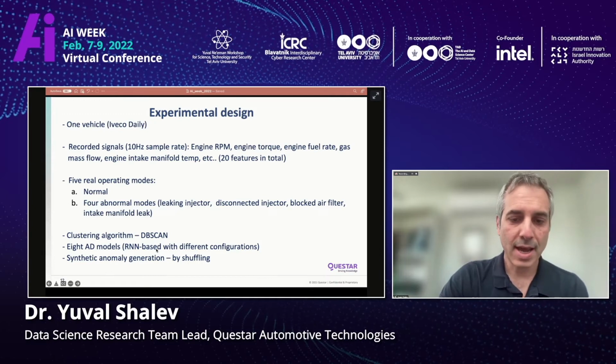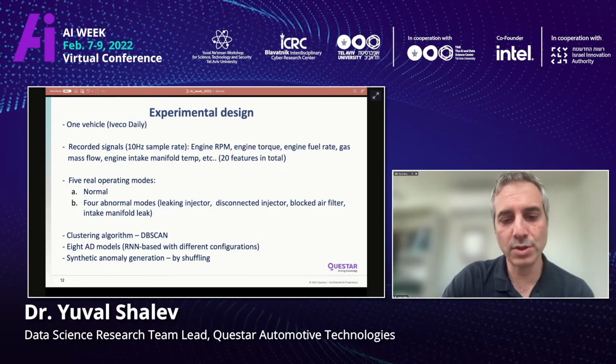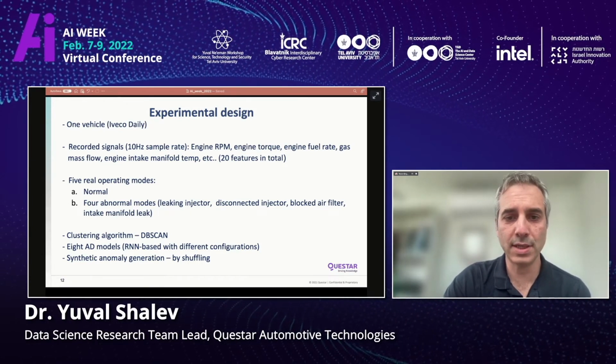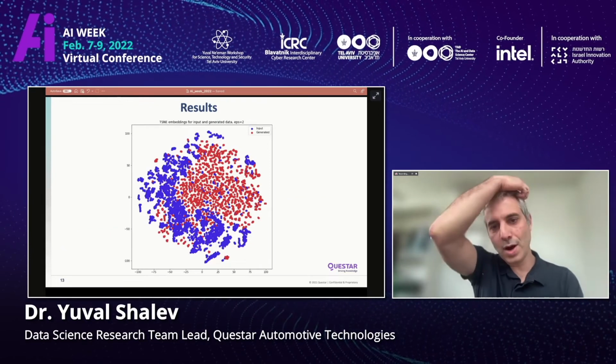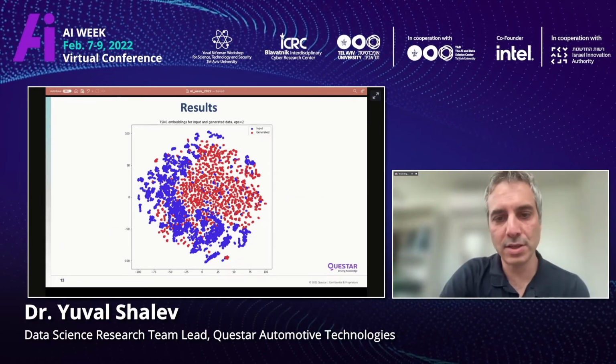Yeah. Okay. So basically, we used here as a clustering, we used the DBSCAN. We applied 8 anomaly detection models. Most of them are RNN-based with different configuration. And the synthetic anomalies were generated by shuffling. And we see here the result of one run of this anomaly generation.